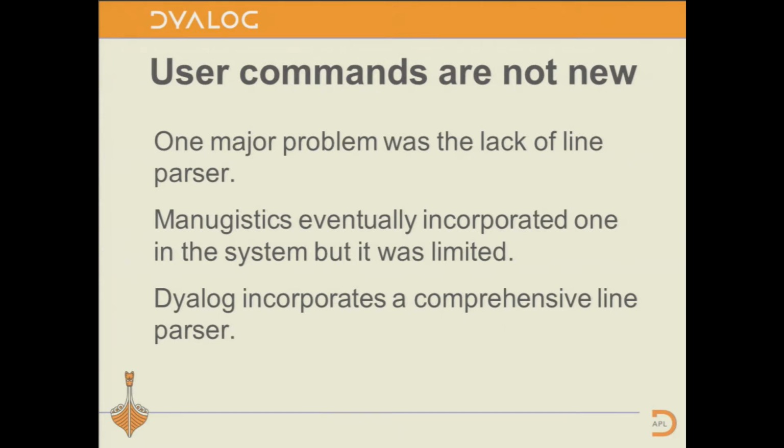And well, they eventually put that one in, but it was too late by then. Dyalog incorporates a parser that simplifies your life, so that you don't have to spend a lot of code trying to determine where your arguments are, where your modifiers are. Sometimes this can take more code than what you're trying to do. So we provide a parser. If you want to use it, it's available.